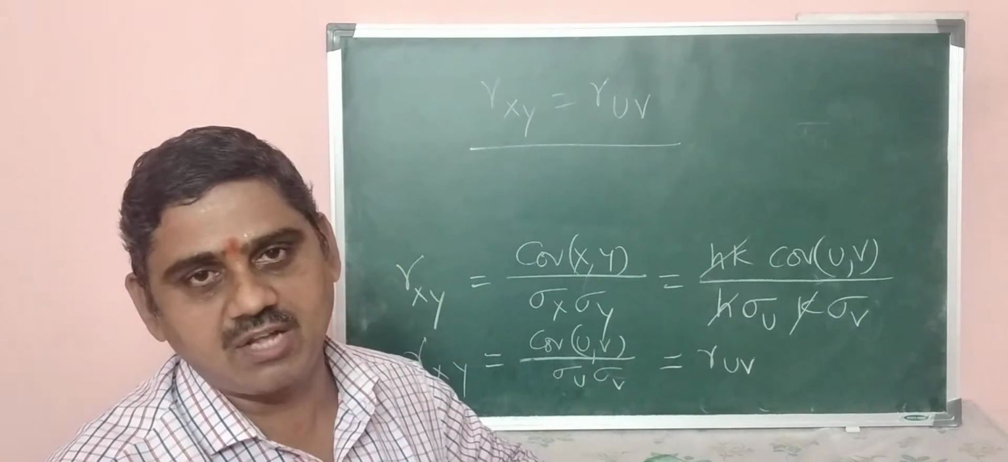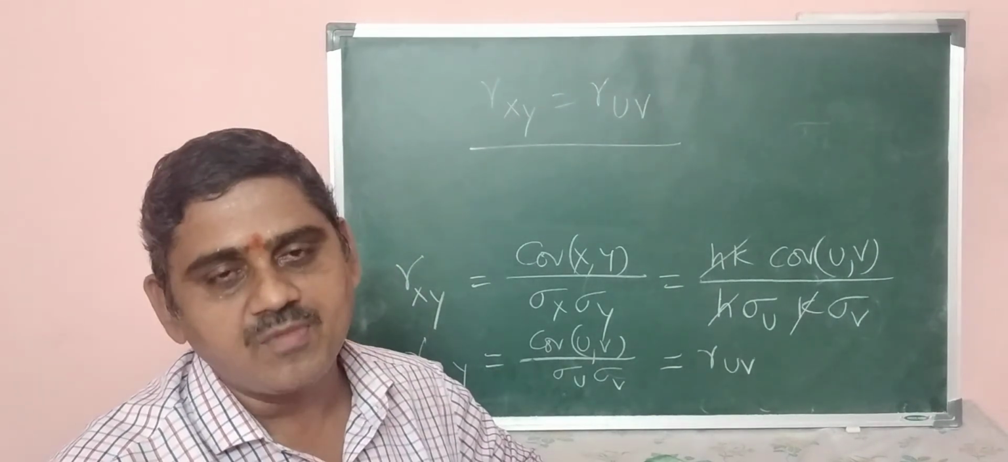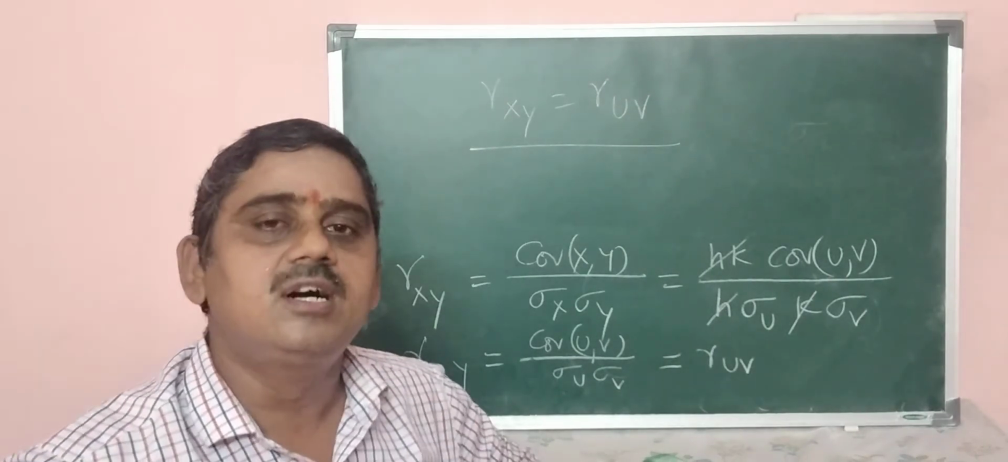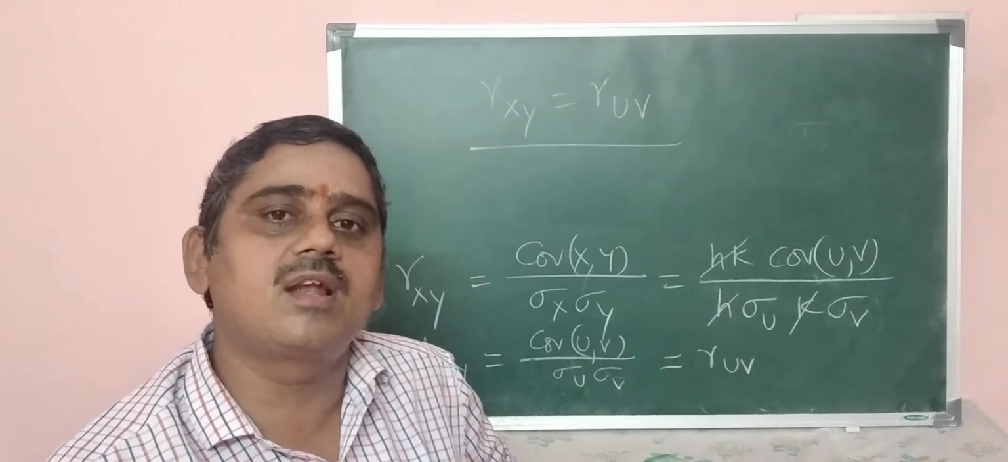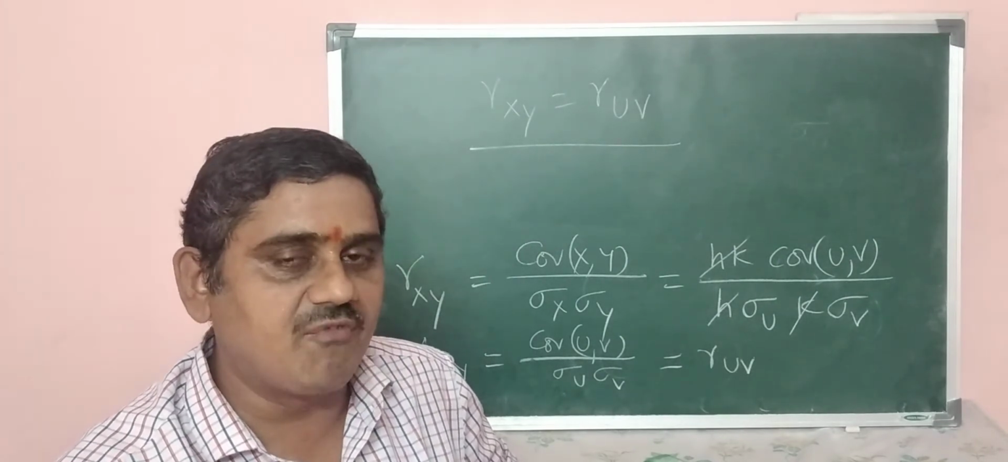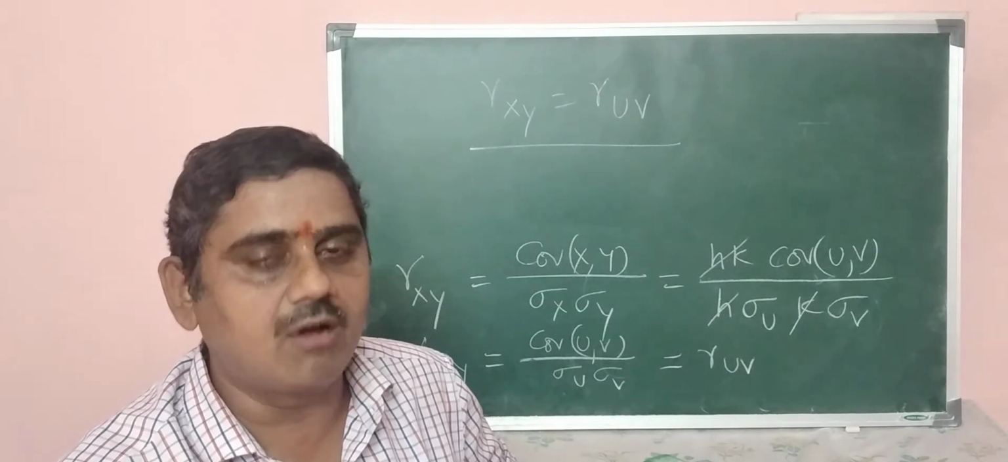So this is the third property, the effect of change of origin and scale. There will not be any effect of shifting the origin and scale on the correlation coefficient, which is independent of them. Rxy and Ruv are the same.